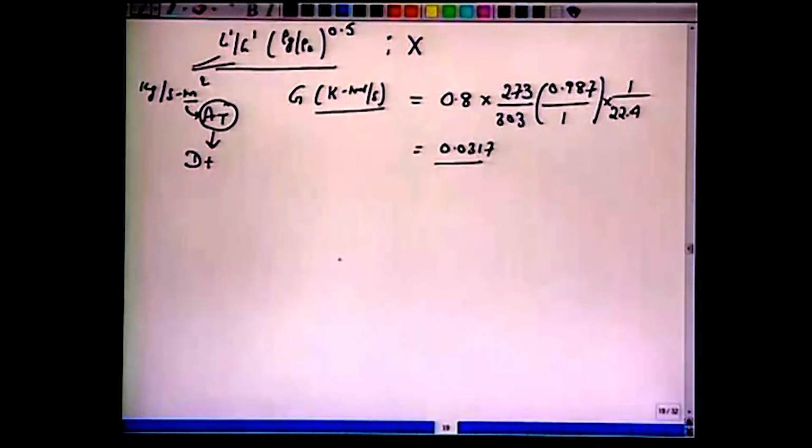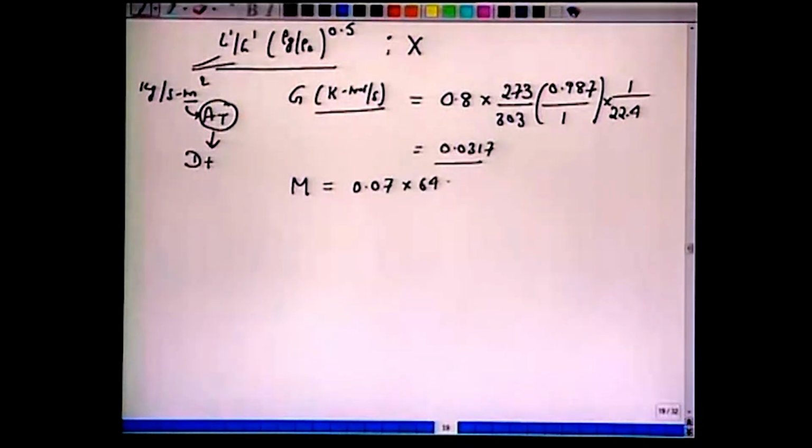It is given to us. The molecular weight of this flue gas we can calculate as 0.07 into 64 plus 0.93 into 29. So, 7% is sulfur dioxide, the rest we assume is air. So, the average molecular weight of this flue gas at the entrance is 31.45 kg per kilomole.